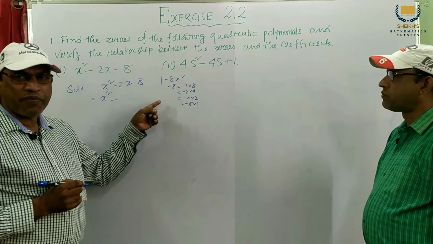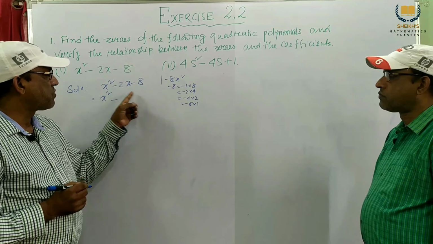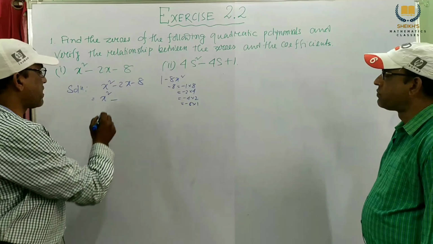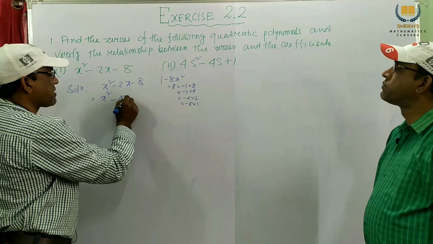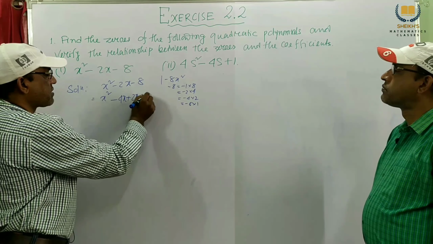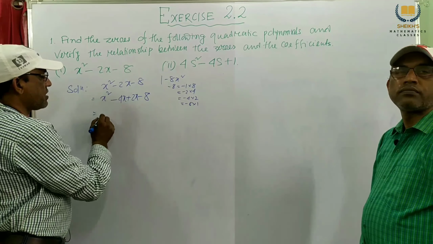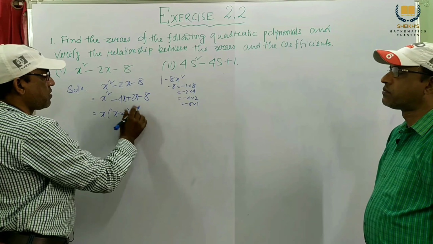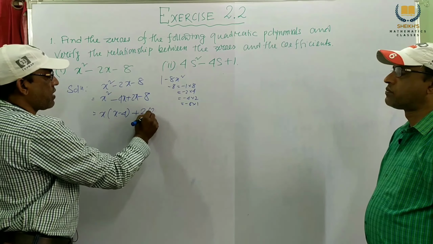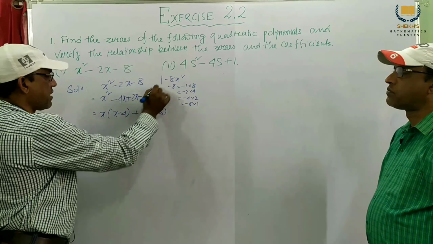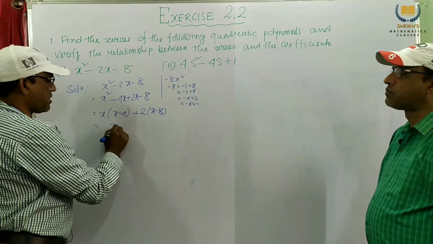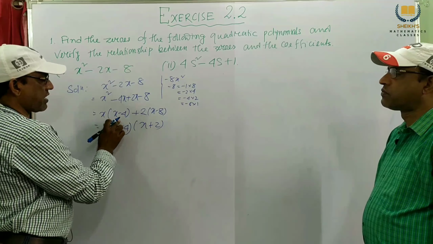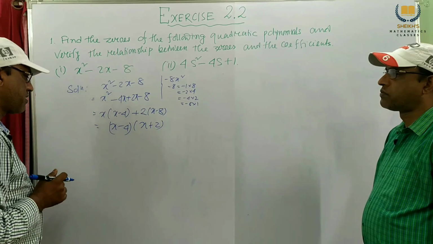Now we select the pair whose sum must be minus 2. Minus 4 and plus 2, if we add, we get minus 2. So we take x² − 4x + 2x − 8. From the first two terms x common, x − 4, and from the last two terms 2 common, x − 4. Then x − 4 common, we get (x − 4)(x + 2).